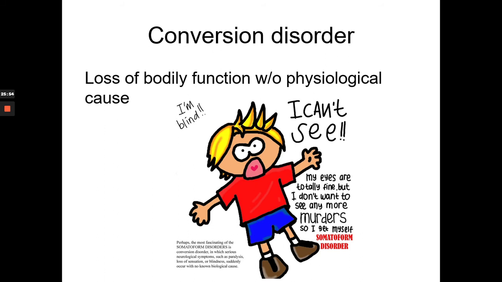Conversion disorder. When a part of your body stops working because of stress, we call that conversion disorder. Imagine a soldier who's scared in battle and then their eyes stop working. They go blind because they're scared. That would be an example of conversion disorder.